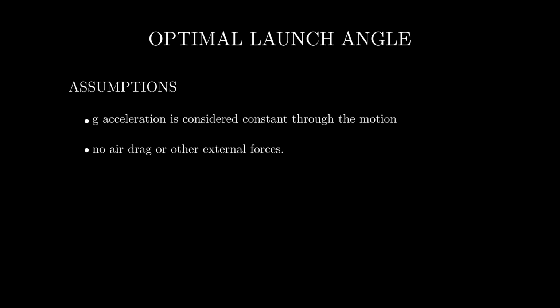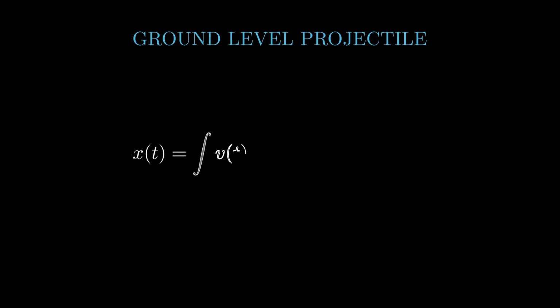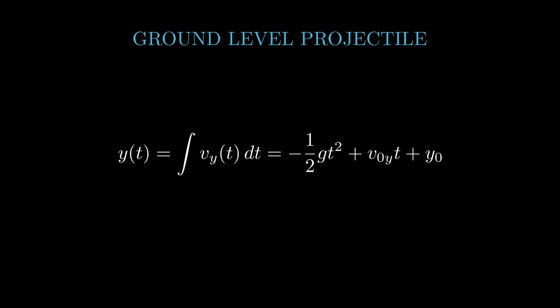It is in this context that we introduce the problem of the optimal launch angle. Or to put it more simply, how far can I throw an object given the assumptions cited here? We will start by looking at the ground level case. From the equation we obtained earlier, we put the correct values as cited in the problem, namely the acceleration g, the initial velocity along the y-axis, and their starting height, namely y0.